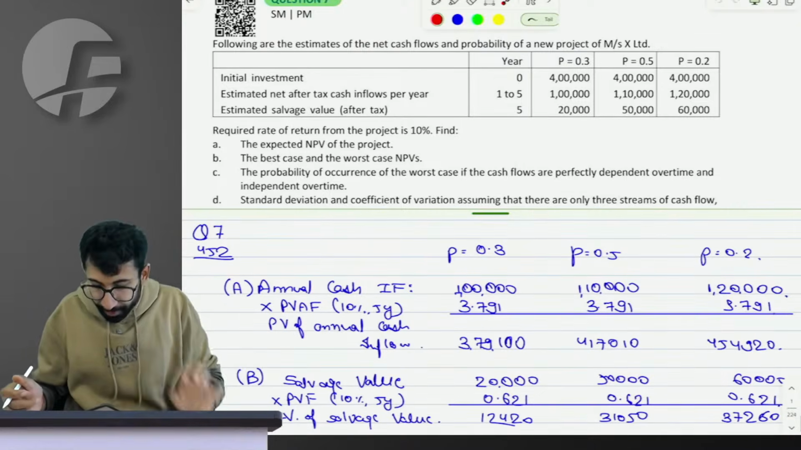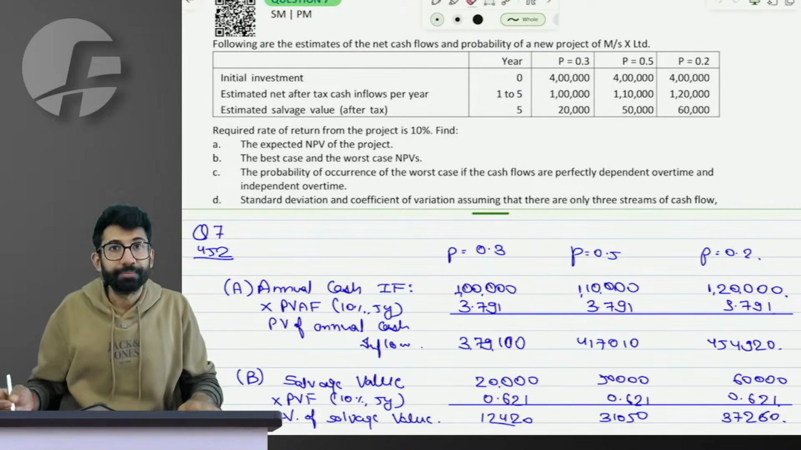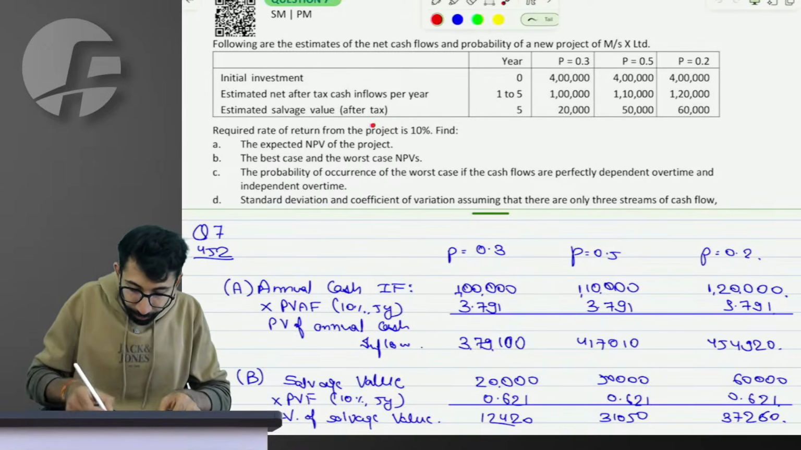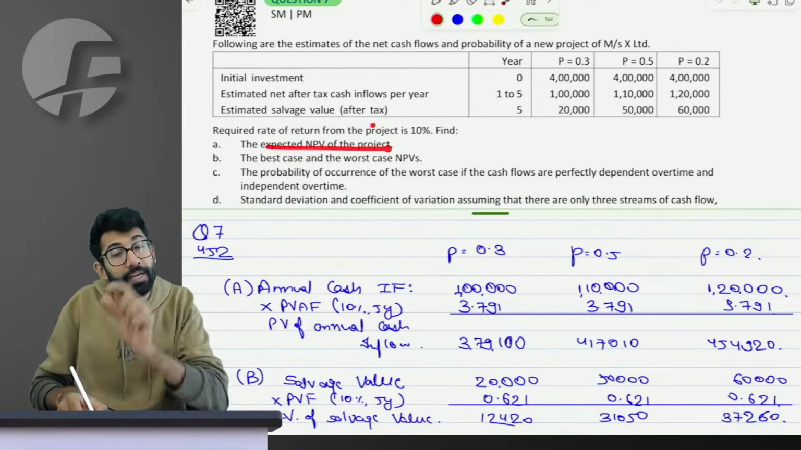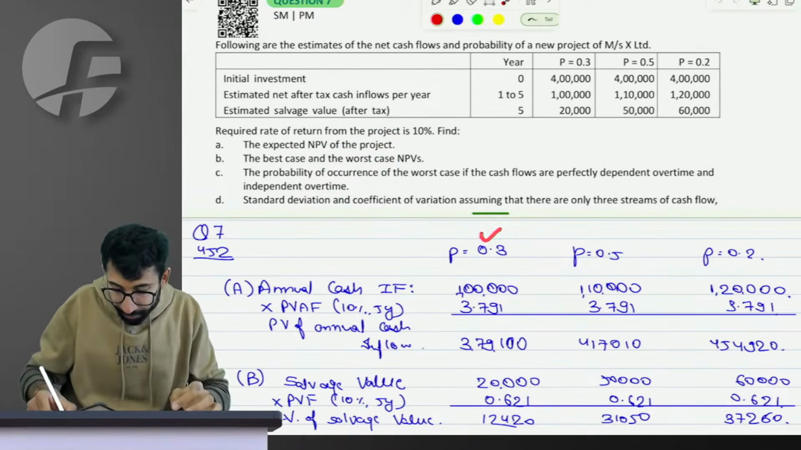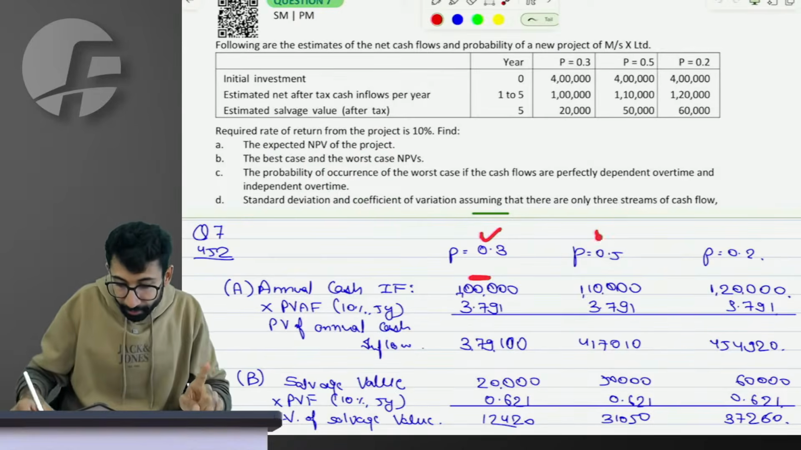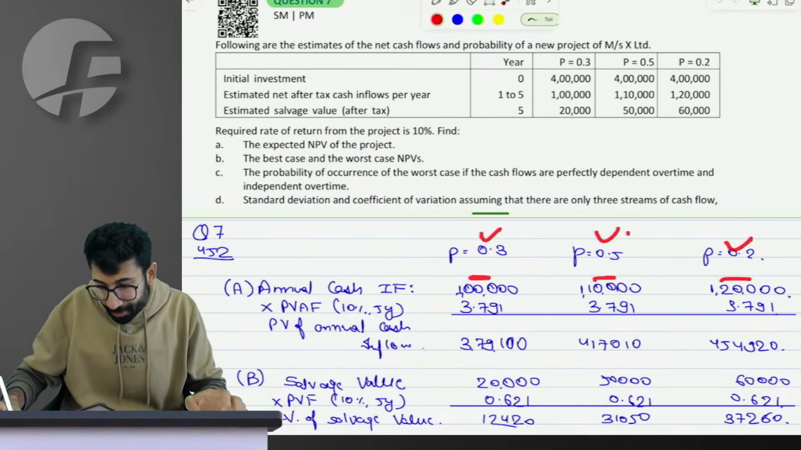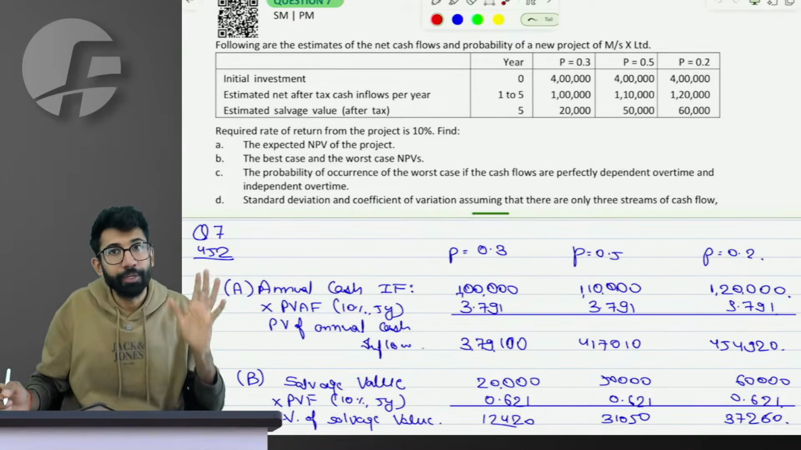Seventh. Please look at the solution of this question. Sir, I need to find out the expected NPV, for which I will first find out the individual possible NPVs. If the probability is 0.3, cash flow per annum will be 1 lakh, probability 0.5, cash flow per annum is 1.1 lakh, with 20% probability cash flow per annum is 1.2 lakhs.